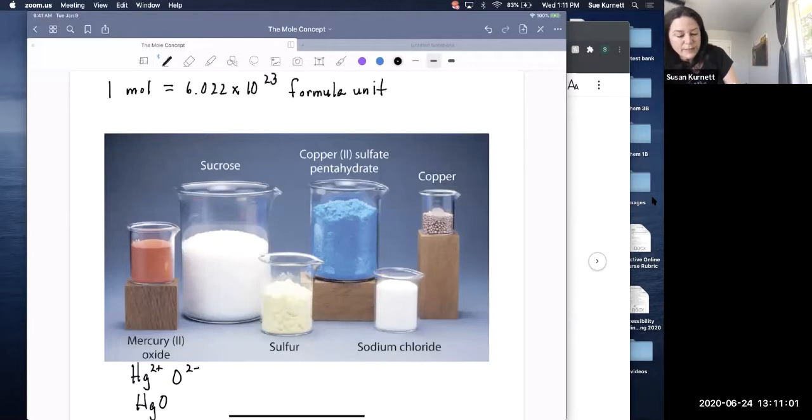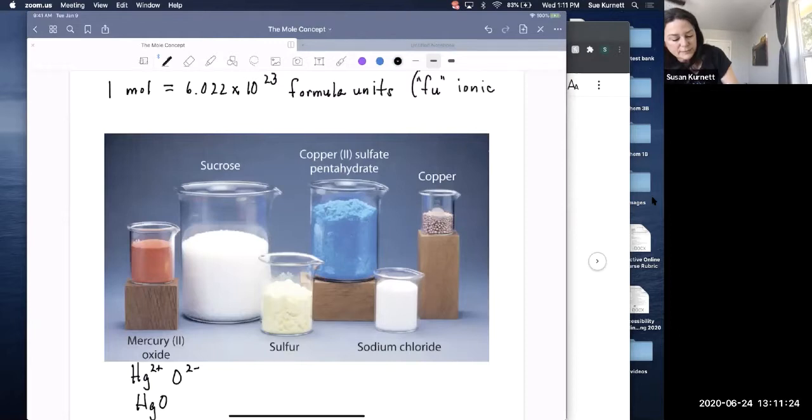Why am I saying formula units? Because I'm talking about the unit, HgO, that represents the formula, that represents the crystalline structure, the large, long, three-dimensional repeating pattern. And so I use the word formula unit, or sometimes they abbreviate FU, when I'm talking about things that are ionic.